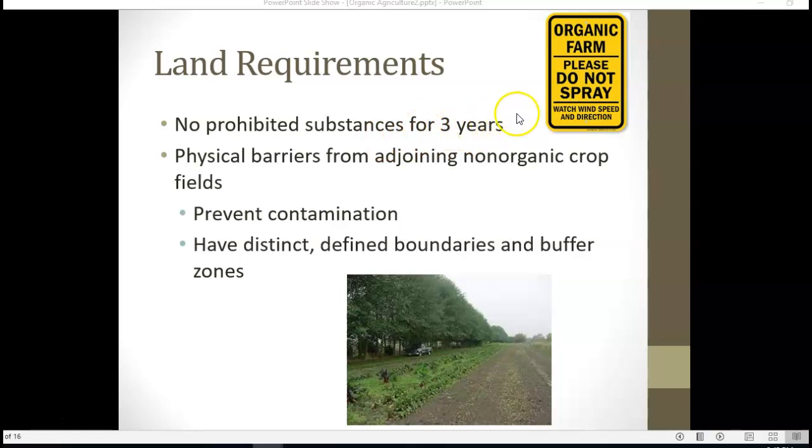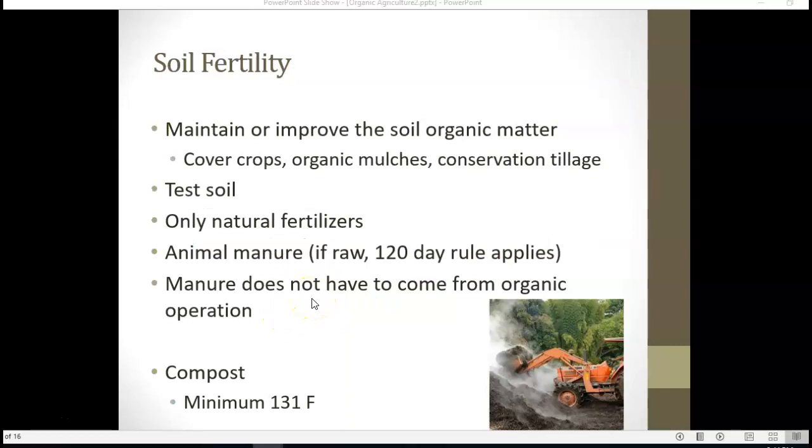So you don't just put out do not spray signs. You also need to have physical barriers protecting your organic crops from adjoining non-organic crop fields or places that people spray. And that's to prevent contamination or pesticide drift. So you do need to have distinct, defined boundaries and buffer zones. And in this image we can see trees can provide a buffer zone, a line of trees, grassy strips, or diversion runoff. There's a number of ways to provide distinct boundaries.